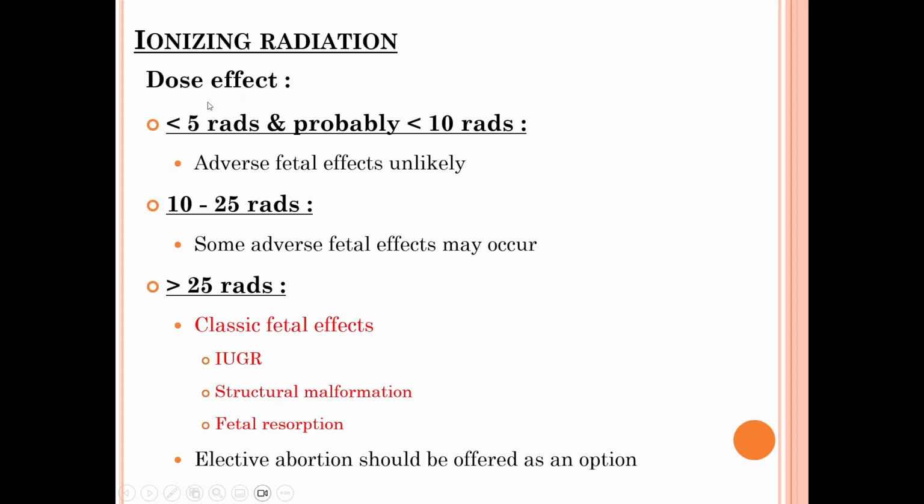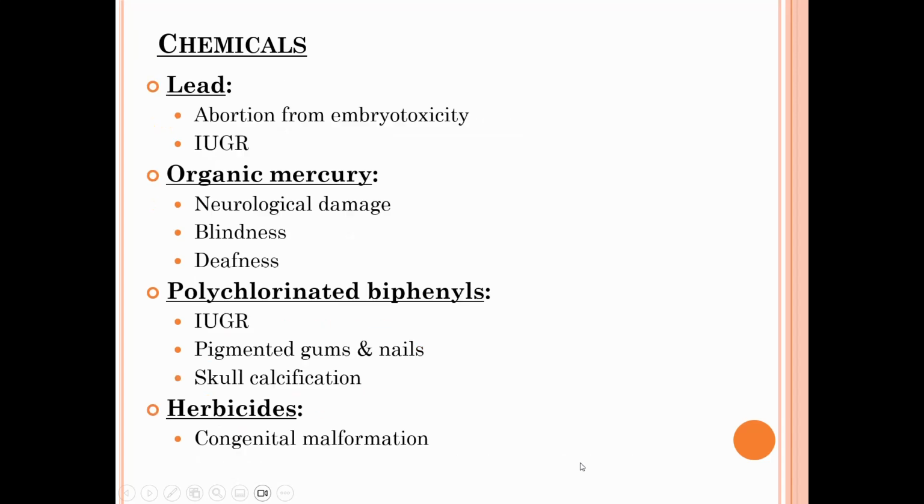Ionizing radiation also has effect on the pregnancy. Less than 5 rads and probably less than 10 rads can have adverse fetal effect, but very few chances are there. For 10 to 25 rads, some adverse fetal effect may occur, and more than 25 rads, rads being the unit of radiation, there can be classical fetal effect, IUGR, structural malformation, fetal resorption. Elective abortion should be offered as an option.